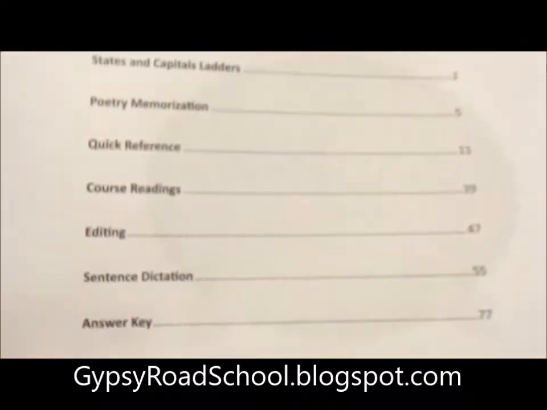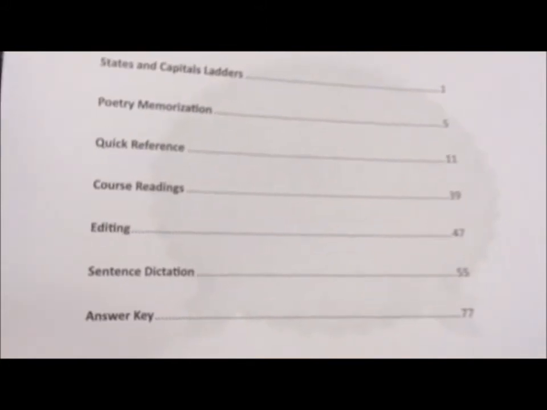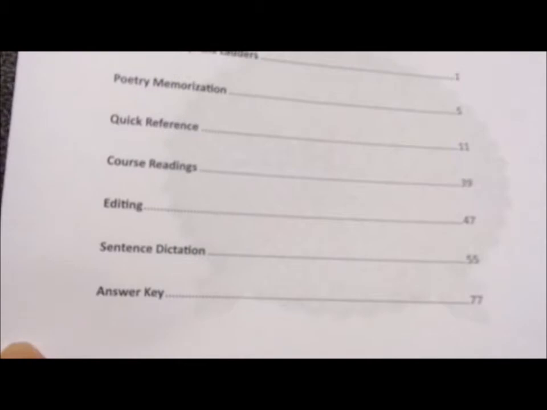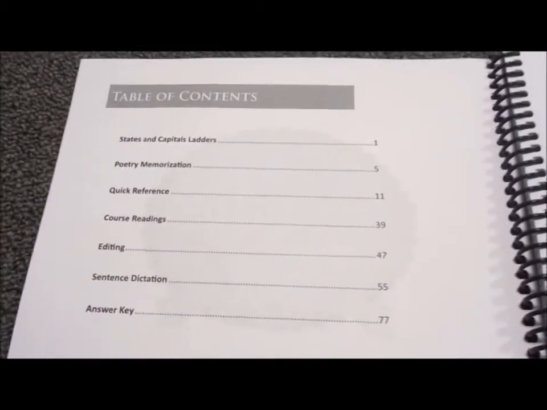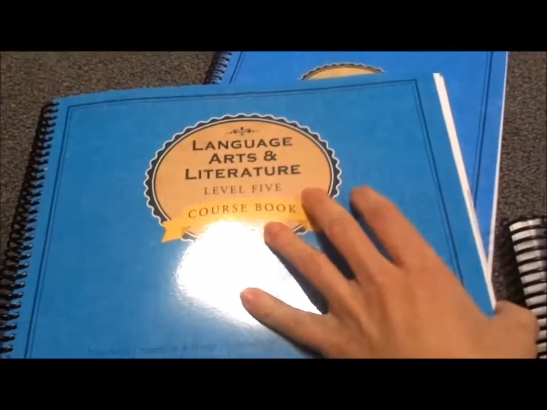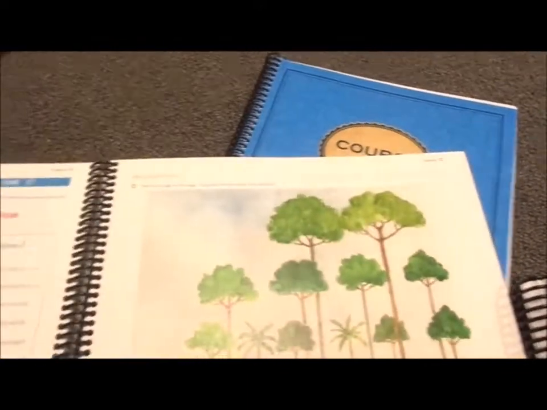It includes states and capitals, poetry memorization, quick reference, course readings, editing, sentence dictation, and the answer key, which you are going to want as you're going through grammar. Here's an example of the answer key for page 118. Over in the course book, let's just go look at page 118. That's going to be at the very end because there are 120 lessons in this course.